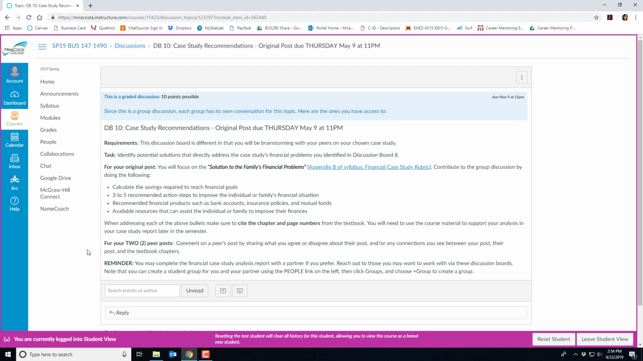So as a reminder, you can complete the financial case study analysis report with a partner. So the paper that's due in a few weeks, you don't have to do it alone. You can reach out to someone in your discussion board and work on the report together. I've got instructions here on how you can create your own private group, or you can just reach out to each other through the discussion boards and then exchange your personal information like an email address or a Google Doc or whatever it is you want to work through. Note that in collaborations, there's also opportunities to use Google Docs in between there if you choose to.